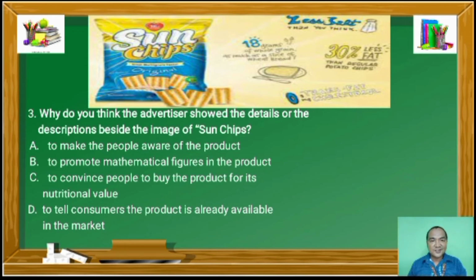What is your answer? Alright. If your answer is letter C, you're correct. The advertiser showed the details or the descriptions beside the image of Sun Chips to convince people to buy the product for its nutritional value. Okay? Let's proceed to number 4.